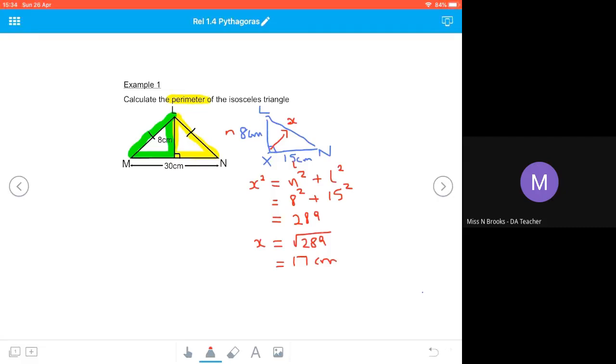So if I go back to my original picture of the isosceles triangle, I'm going to write on that 17 centimeters for side LN. And because I know that ML equals LN, I'm going to write 17 centimeters on LM. So in order to work out the perimeter, I'm going to add 17 plus 17 plus 30, which gives me a total of 64, and my units are centimeters.